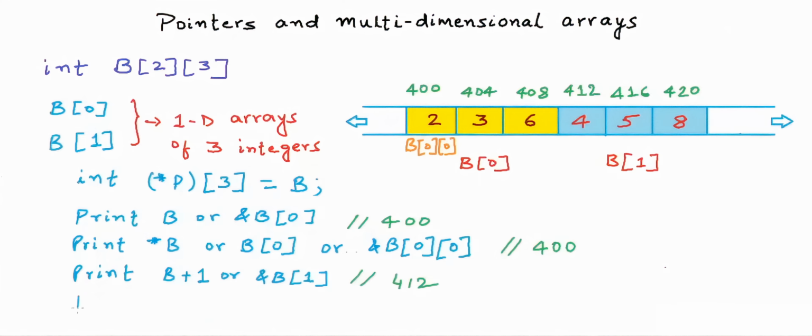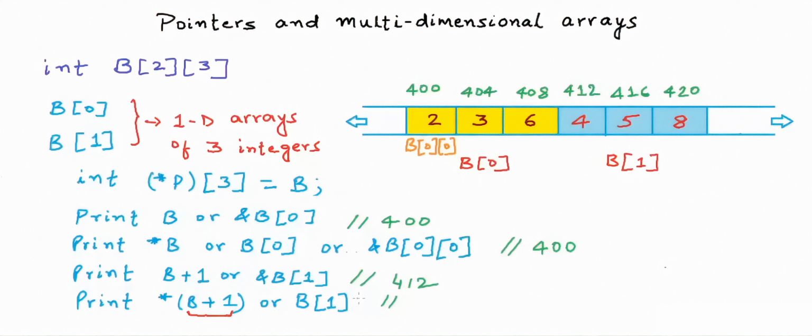Okay, now what if I print *(B + 1)? When we put an asterisk, when we try to dereference, this is when the type of pointer becomes important. B is a pointer to a one-dimensional array of 3 integers. So B plus 1 is also a pointer to a one-dimensional array of 3 integers. And when we dereference, we will get this whole one-dimensional array of 3 integers starting at address 412. *(B + 1) is the same as B1. So we will get B1.